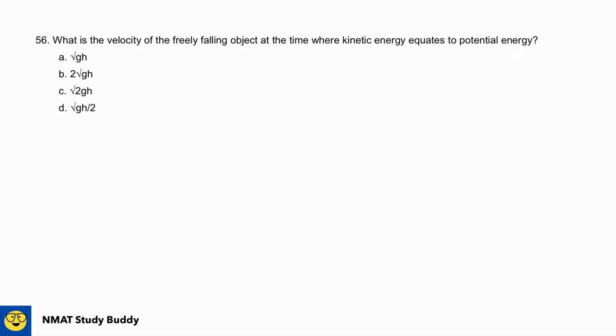Number 56, what is the velocity of the freely falling object at the time where kinetic energy equates to potential energy? So, kinetic energy is equal to potential energy. What would be the resulting velocity? So, this one is the formula for kinetic energy. And this one is the formula for potential energy.